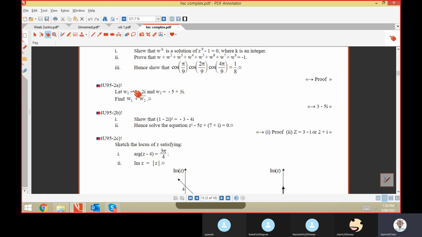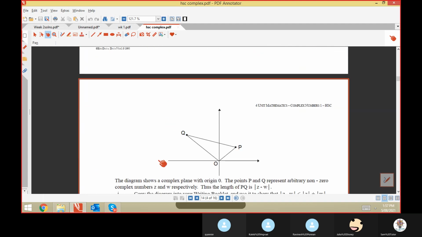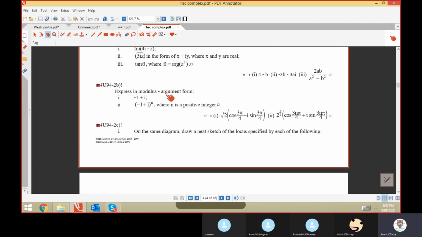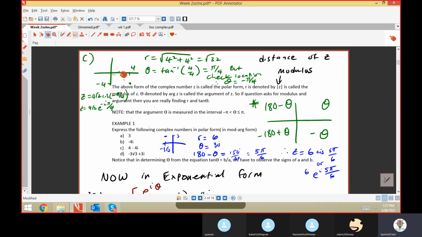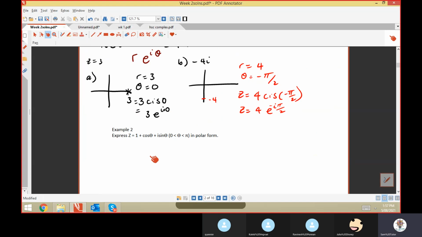Here's another one that you did last week. W1 is this, W2 is this. Add them together, but this has to be conjugate. There's your square roots. And so on and so on. Anyways, let's keep that here. Expressed in modulus argument form, minus 1 plus i. There is root 2 cis 3 pi over 4. All right, I think it's clear. Just saying, whatever you learn is what's tested. Just keep that in mind. Okay.